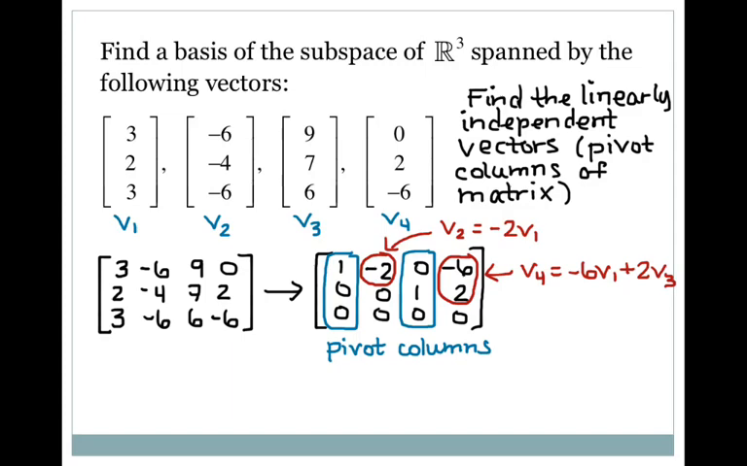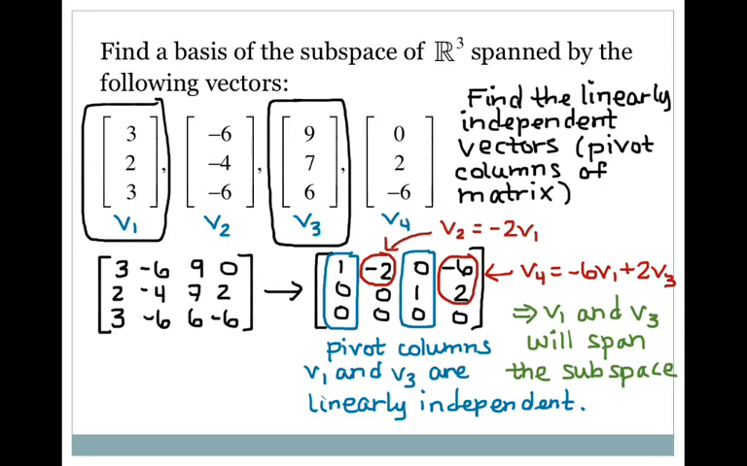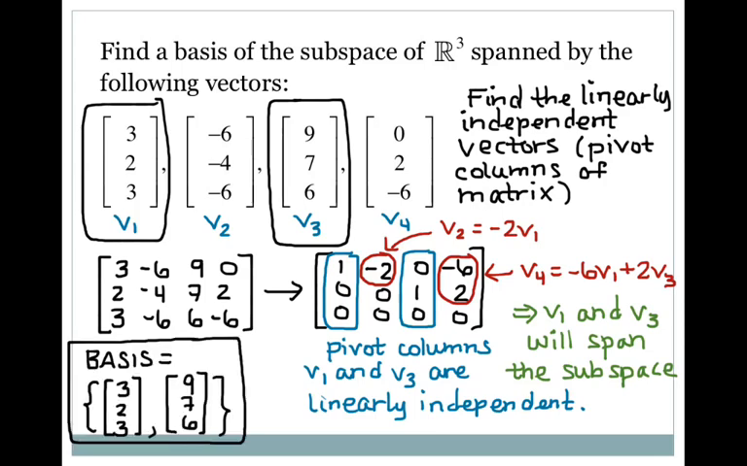So what happens is we can see that v2 and v4 depend on v1 and v3. So this tells us that v1 and v3 will span the entire subspace. We don't need v2 and v4 to get to all the elements in the span of these 4 vectors. Okay, next I'm going to look at those pivot columns. v1 and v3 are linearly independent because they have a pivot. And so v1 and v3 are going to form my basis. So my basis is 3, 2, 3 and 9, 7, 6.